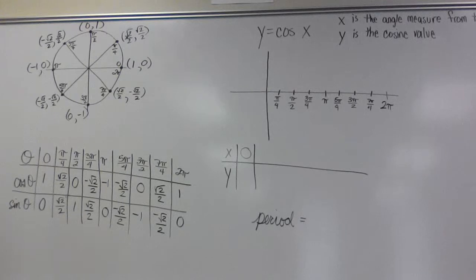My y values on this graph will correspond to my cosine values. Everybody look at the table of values that we made over here. How do I describe my cosine values? What's the largest and what's the smallest?